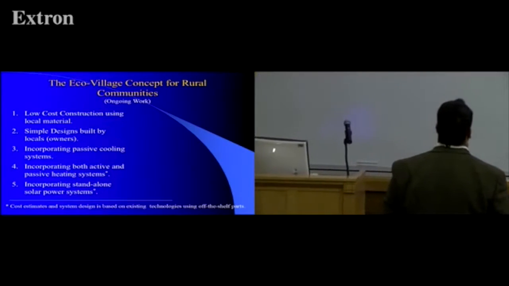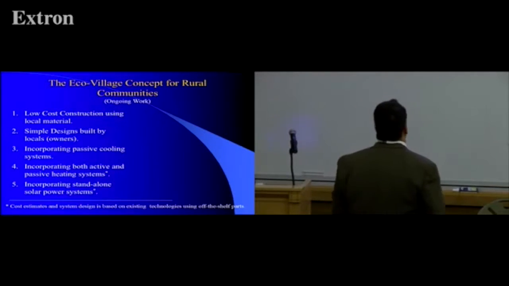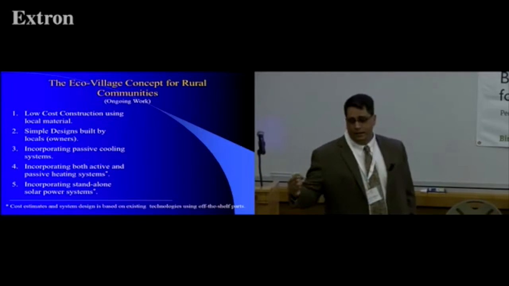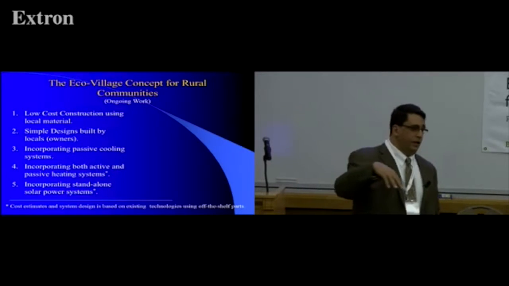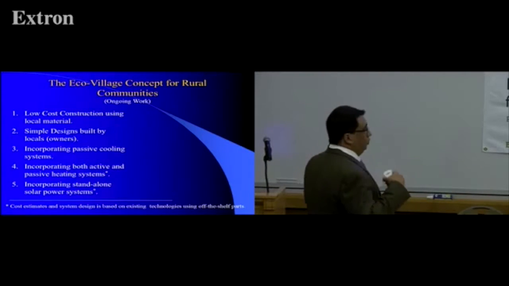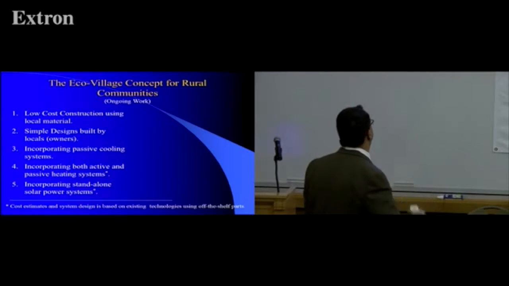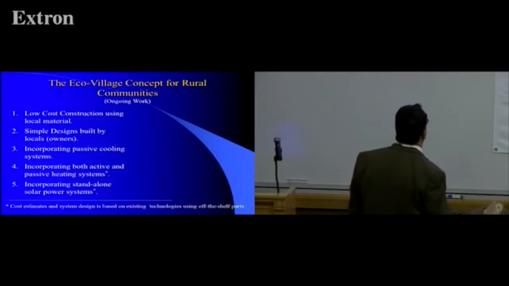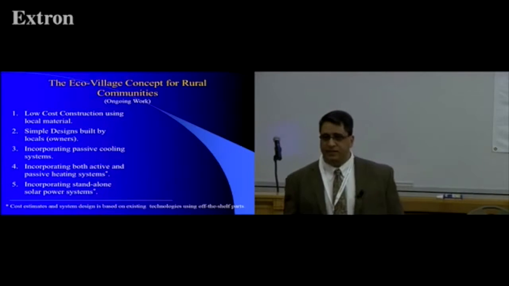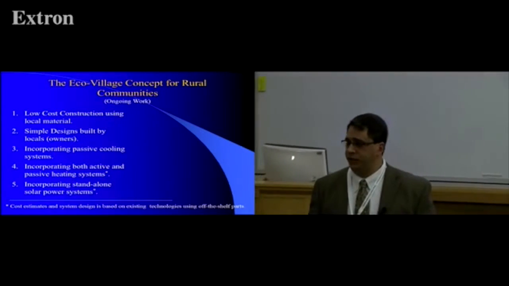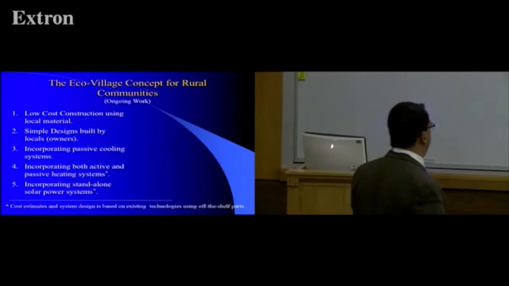We talk about low-cost construction using local materials, so instead of relying on cement and concrete and steel and so on, we can rely on local material that you have in the community. Use simple designs, so it can be built by the locals, by the owners, instead of having professionals coming in. This way you are cutting the cost. And then you can incorporate passive systems for cooling, passive systems for heating, and you can include active systems for heating and also for providing the power and so on.